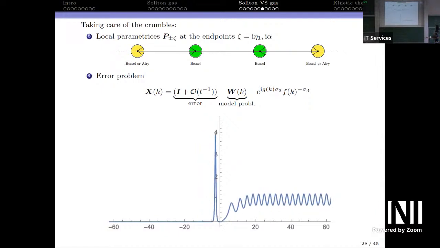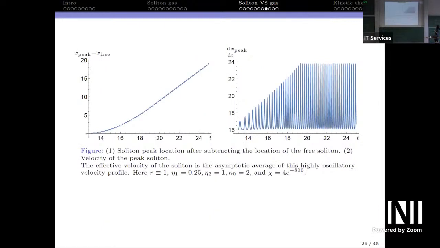We can. First of all, these are still some pictures that show how the peak is oscillating. You can see here, this is the position and it's oscillating. And this is the velocity. So this is the picture that I was showing you earlier. These are the highly oscillatory motions that the velocity of the soliton goes through as it's passing through the gas. Okay, so these are just pictures. This is just numerics. Can we actually quantify this more precisely?